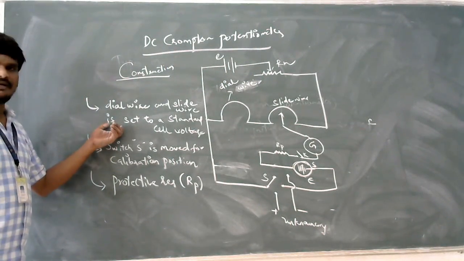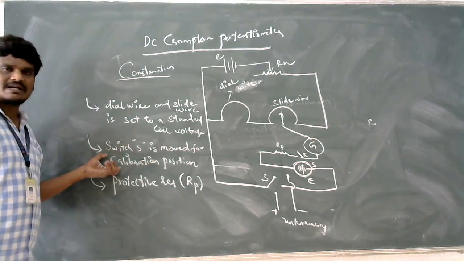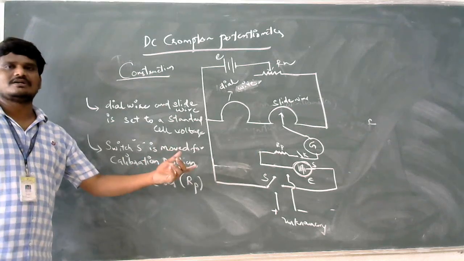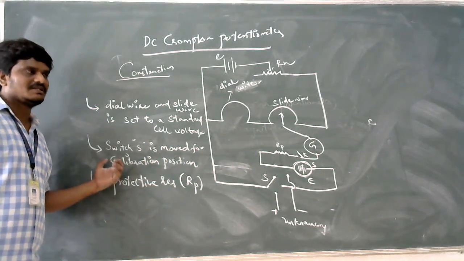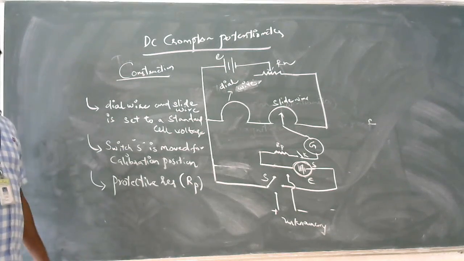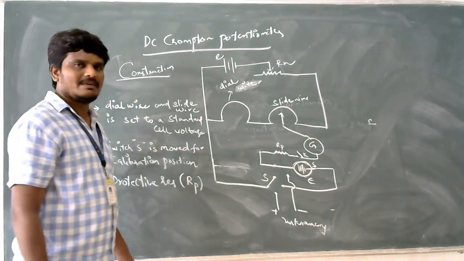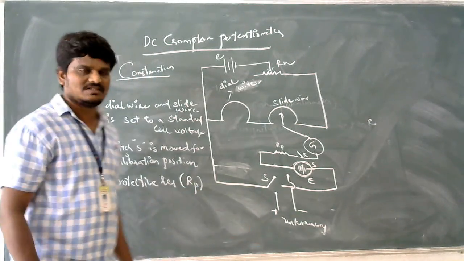What is the first point? The dial wire and slide wire are set to a standard cell voltage. What is the second point? The switch S should be connected to a standard cell voltage, that is, switch S is moved to the calibration position. Coming to the third point, placing of a protective resistance in order to avoid damage to the galvanometer in the initial stages.